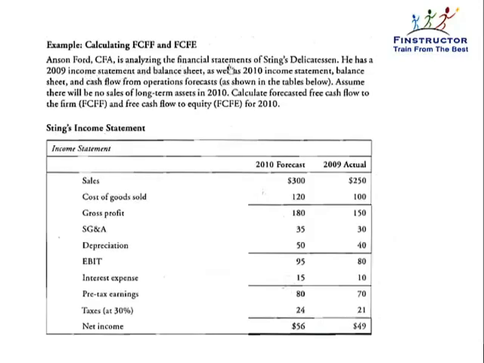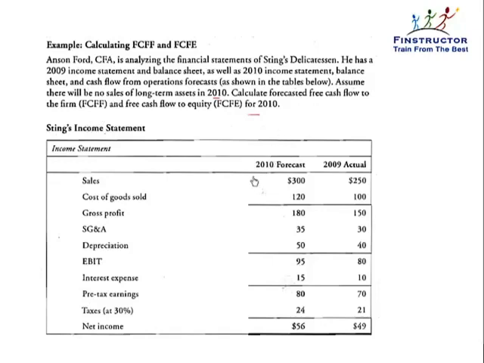Anson Ford is analyzing the financial statements of Sting's Delicatessen. He has the 2009 income statement and balance sheet as well as 2010 income statement, balance sheet and cash flow statement forecasts as shown. Assume there will be no sales of long-term assets in 2010. Calculate the forecasted free cash flow to firm and the free cash flow to equity for 2010.